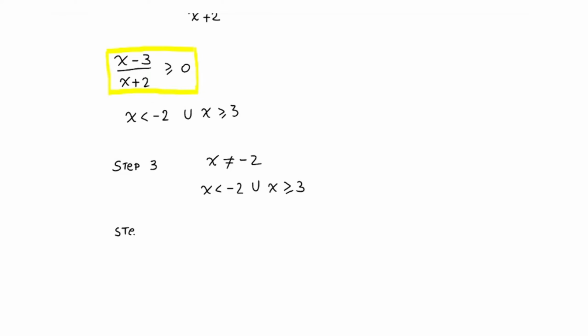Now we need to combine these conditions. To do this, we draw a number line. The key values we have are -2 and 3. We place them in increasing order, -2, then 3. Now we represent the first condition. The first condition tells us that the function is defined for all real numbers except -2. So we draw a line that covers all values and we place an open circle at -2 to show it is excluded. Now we represent the second condition. The second condition tells us that x is less than -2 or greater than or equal to 3.